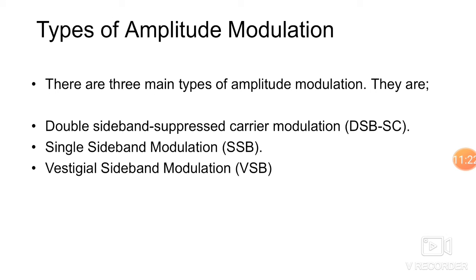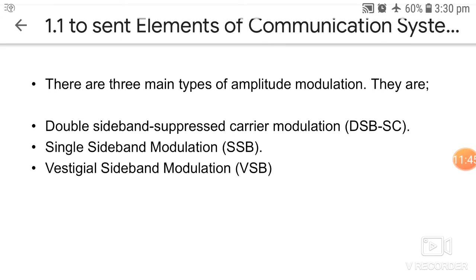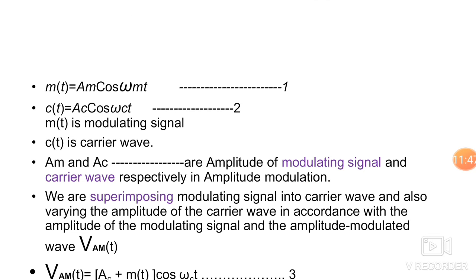The types of amplitude modulation are double sideband suppressed carrier modulation, single sideband suppressed carrier modulation, and vestigial sideband modulation. Double sideband suppressed carrier modulation is abbreviated as DSBSC, single sideband suppressed carrier modulation is abbreviated as SSB, and vestigial sideband modulation is abbreviated as VSB.